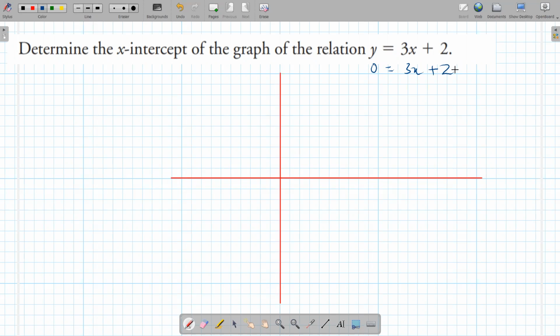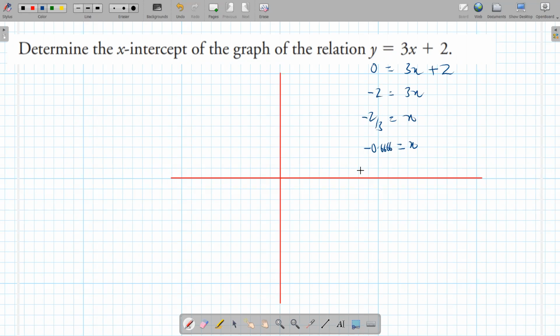Minus 2 on each side. Yeah. So 0 minus 2 is minus 2. And what's next? x equals -2 divided by 3. And there we go. That's the answer, which is, what is that? That is minus 0.6666.